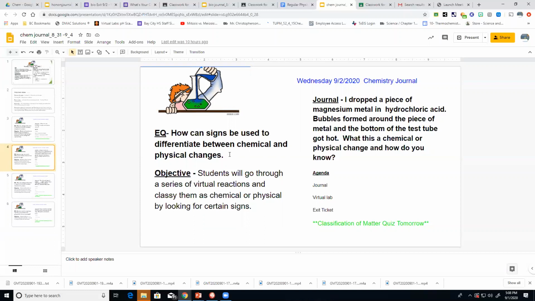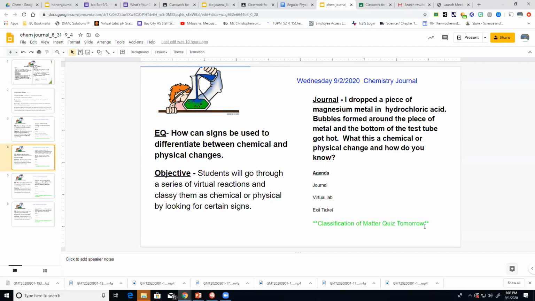And we're going to look at those today whenever we do a virtual lab. So yours was for regular chemistry. I dropped a piece of magnesium metal in hydrochloric acid, and bubbles formed around the piece of metal at the bottom of the test tube, which also got hot. Was this a chemical or a physical reaction? So that would be actually a chemical reaction, and this would really happen if we did it. And it has a couple of signs. The bubbling would be the gas that was produced, some hydrogen gas, and then it would also get hot at the bottom because it's an exothermic reaction.